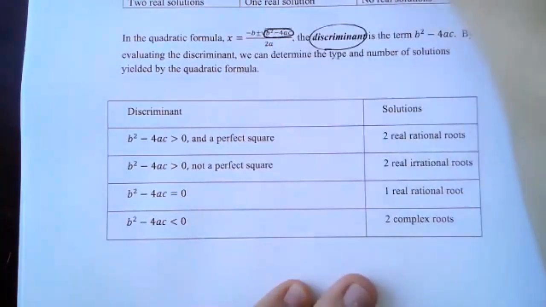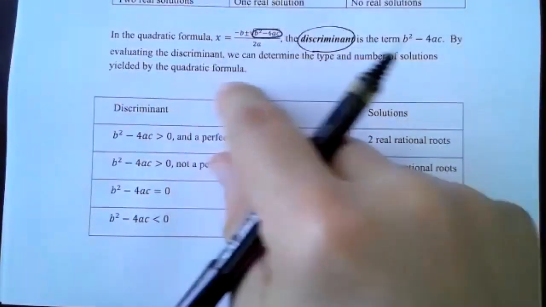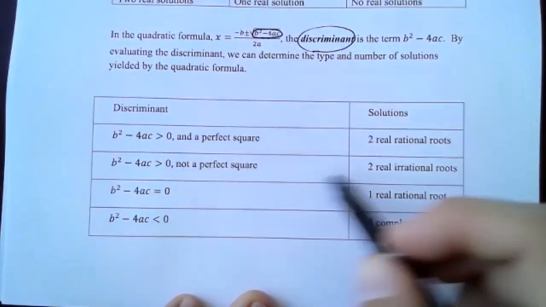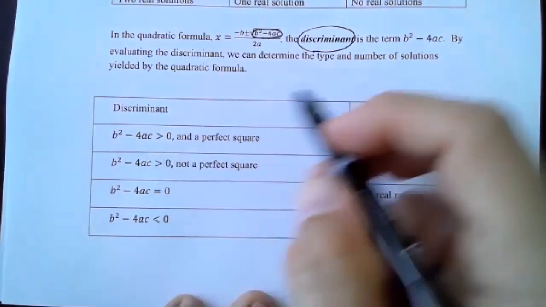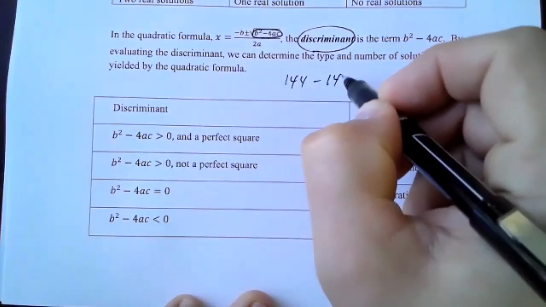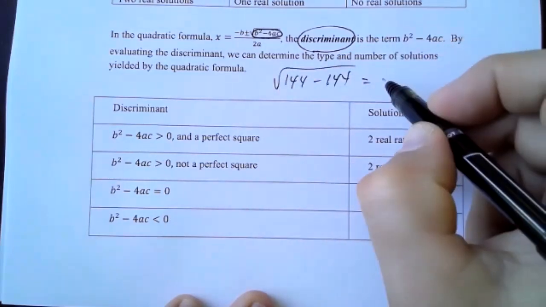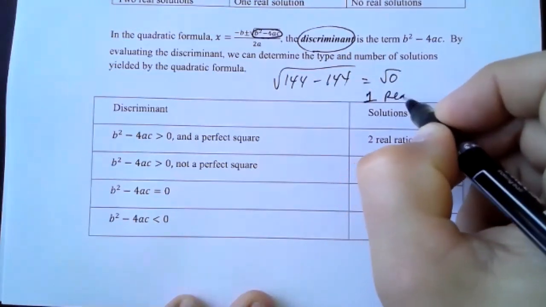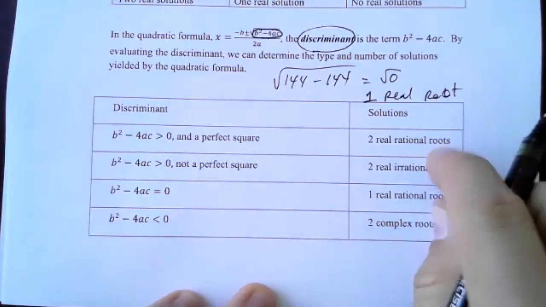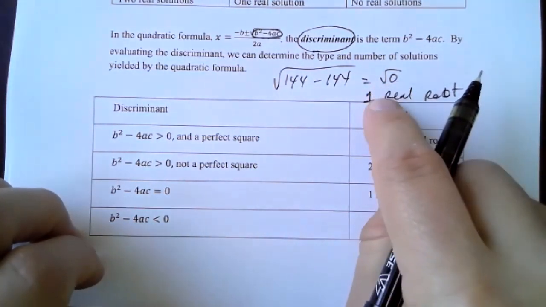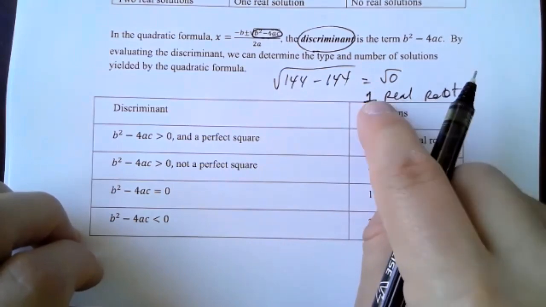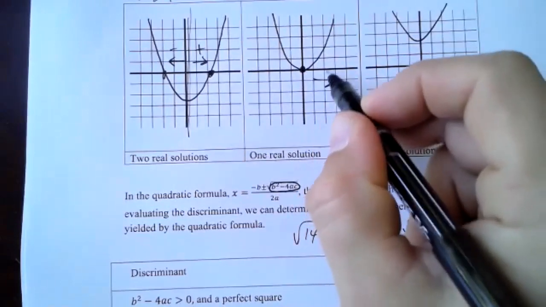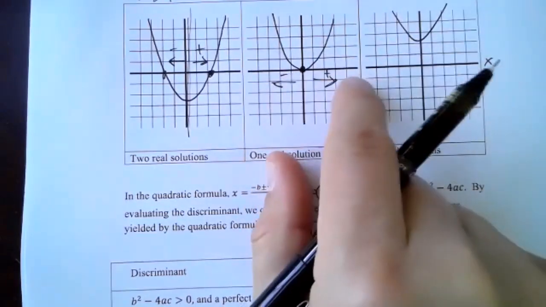So when we determine the type and number of solutions yielded by the quadratic formula, in other words, you can use the discriminant to determine how many roots there are going to be. Okay, you remember a while ago I had 144 minus 144 like that, and it was equal to 0. Well, then I said, oh, well, you can go ahead and just say I have one real root, right? One real solution, because you're not going to add or subtract 0 to something. You're just going to leave it as is, and you're not adding or subtracting anything to get to the other roots, okay?